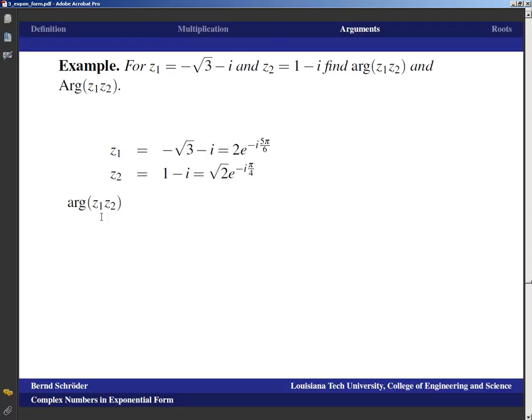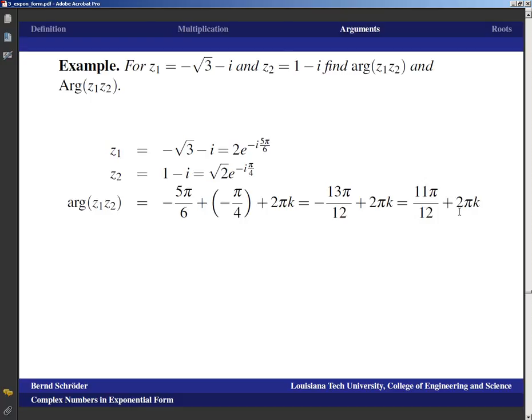And so then the argument of z1 times z2 would be negative 5 pi over 6 plus negative 5 pi over 4 plus the multiple of 2 pi that's always there. Now if we add those together, the common denominator is 12. So we get negative 10 over 12 minus 3 over 12, which is negative 13 pi over 12, plus the 2 pi k. And it's always customary to push this number back between negative pi and pi. So if we add 2 pi here, we get 11 pi over 12 plus 2 pi k.